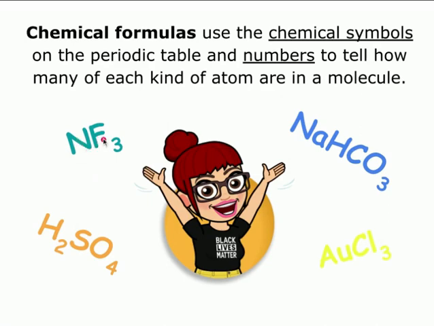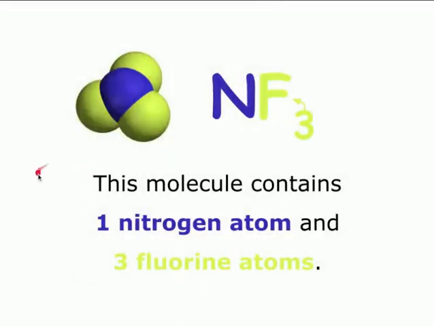Well, the main thing that they are used for is to tell how many of each kind of atom is found. So let's look at an example. This is a molecule of nitrogen trifluoride, and it contains one nitrogen atom and 3 fluorines. This is its chemical formula. You can see one nitrogen represented by the chemical symbol for nitrogen and an F for fluorine with a 3. This 3 goes with this fluorine, and that tells us that this molecule contains one nitrogen atom and 3 fluorine atoms.